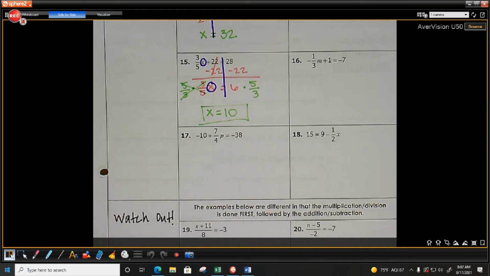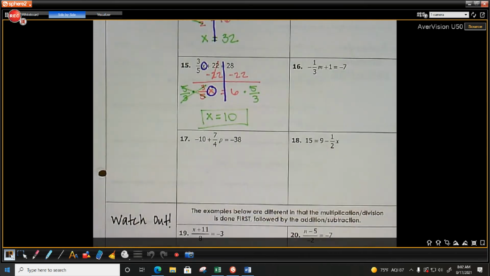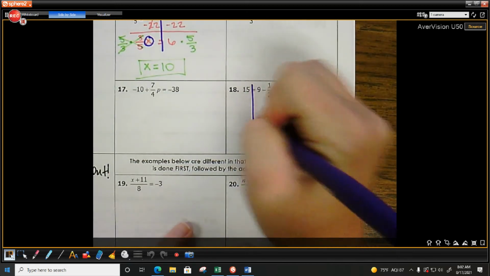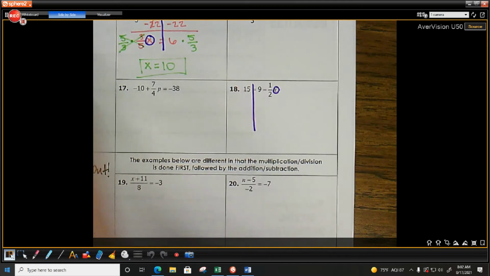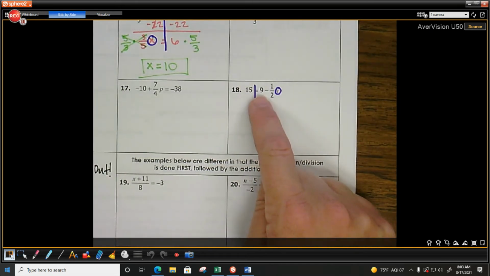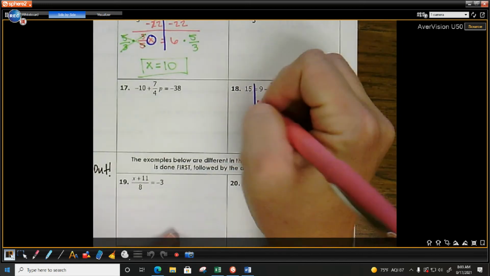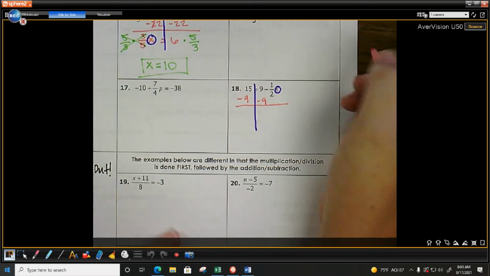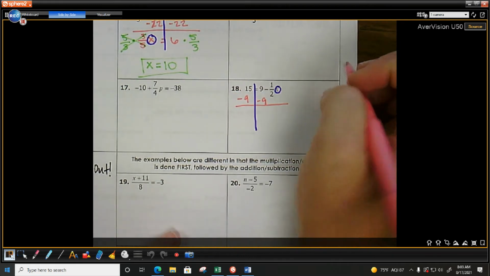Draw your line through the equals, circle your variable. What do we think we need to do first? Notice again, the 9 is positive, the 1/2 is negative. So how do you get rid of a positive 9? So what's 15 minus 9? 6 equals negative 1/2 x. Circle the x.